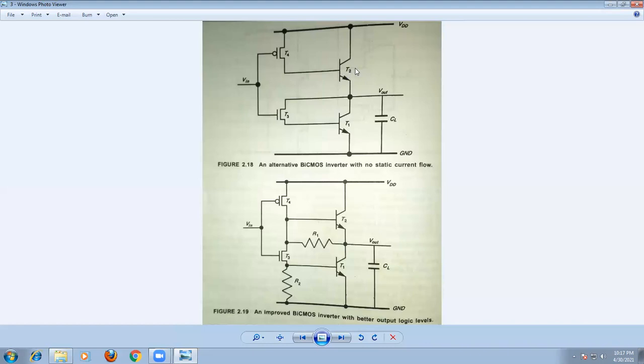Again to change to the on condition, it will take some time. Therefore, it again increases the delay, so the speed is again reduced. That's why this circuit is also not widely used.